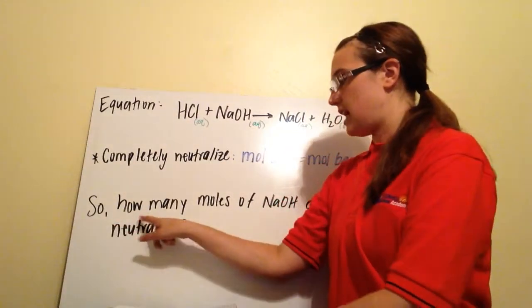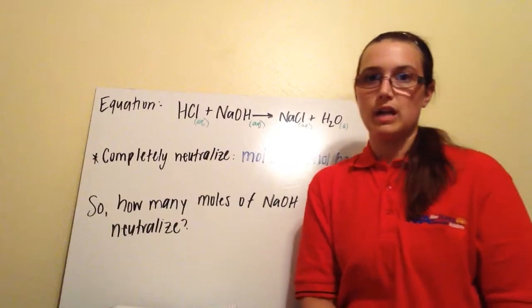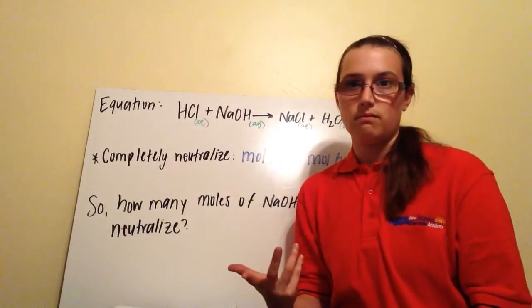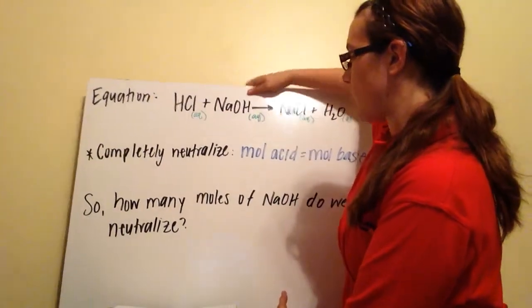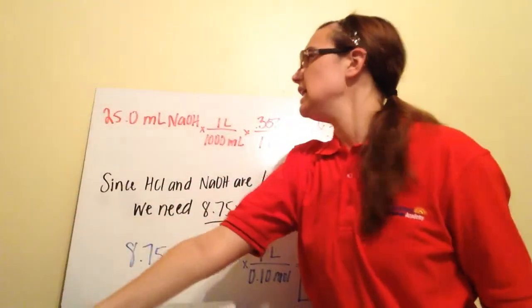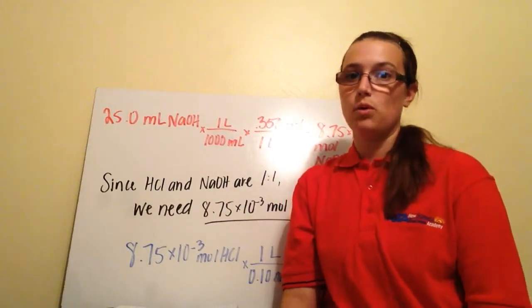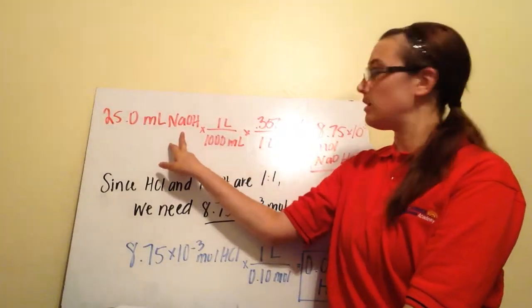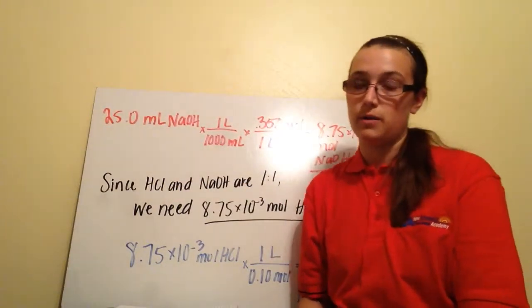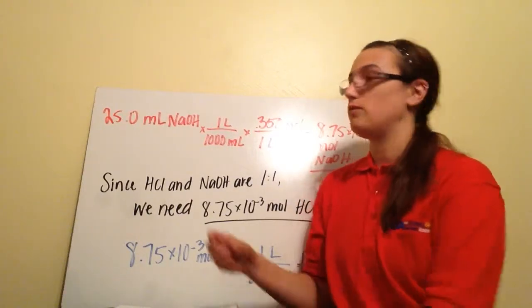So the question is then, how many moles of sodium hydroxide do we neutralize in this example? How many moles do we neutralize? So what we need to do is take the given information and figure out how many moles we neutralize. Well, we know the volume and we know the concentration of sodium hydroxide. So we can determine moles from that given information.